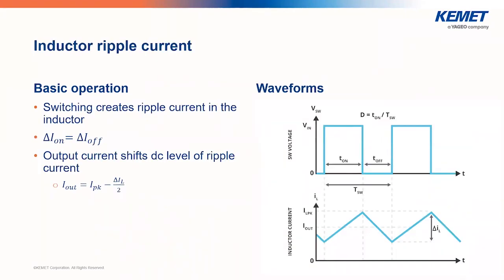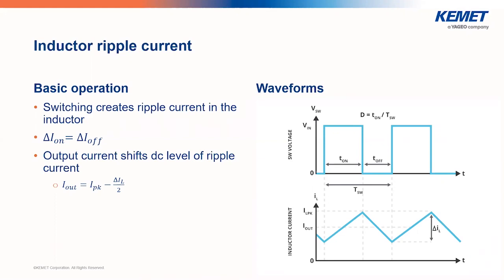So let's look at the switch node and inductor current waveforms. You can see on the right that we have our switch node voltage on top and our inductor current on bottom. When the switch turns on, we have Vin on our switch node, which causes the current to ramp up, and when the switch is open, we have 0 volts and the current ramps down. This is called the inductor ripple current.